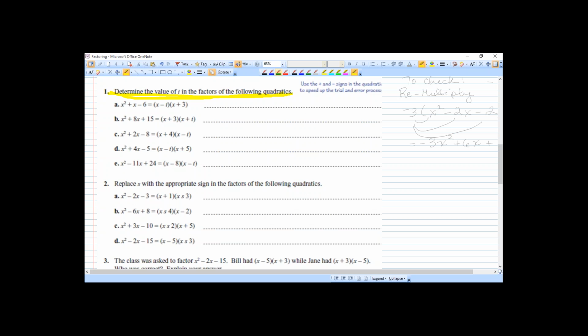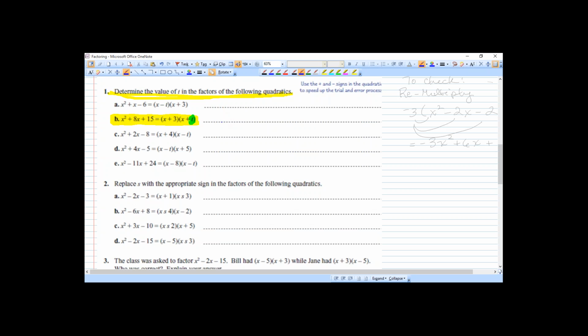All right. So let's take a look at part B here. Let's look at x squared plus 8x plus 15. They've shown us a factored version of it, and they want us to figure out what t is, the missing factor. So we're looking for t.